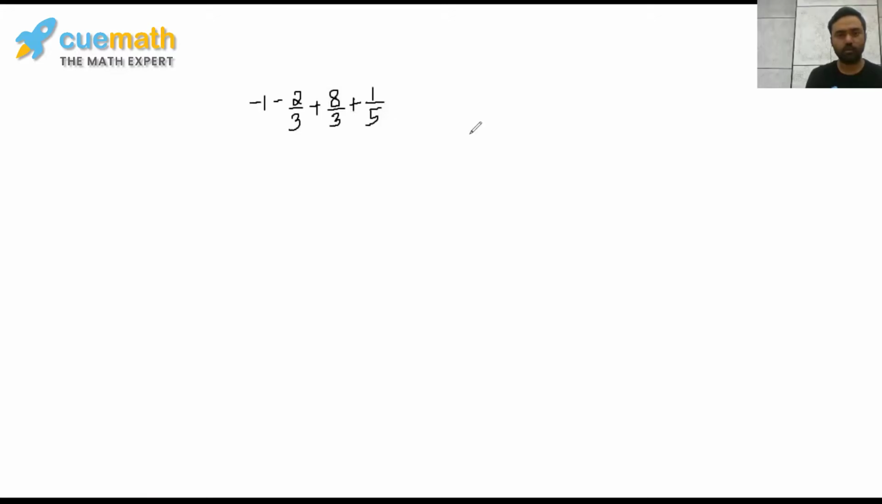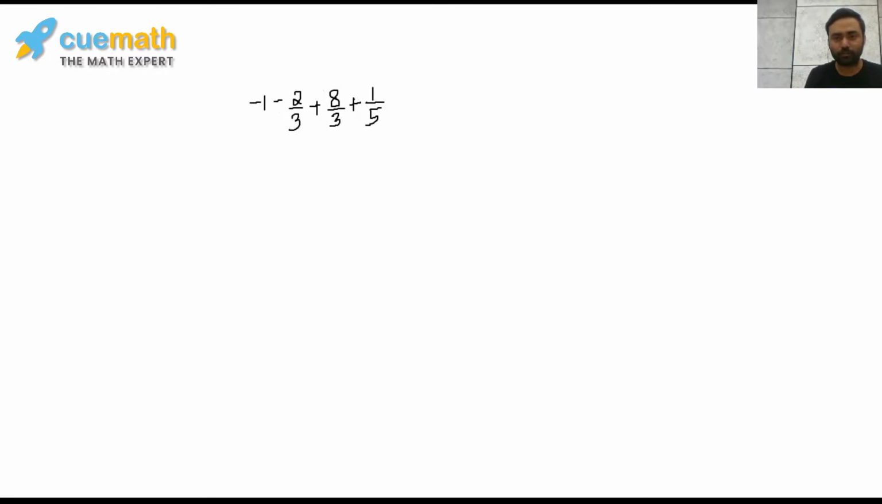Now let us solve one question based on the properties which we have just learned, and let's see how we can use those properties to make the calculation easier. So I've taken a question here. Now if you look at this question, this can be solved in multiple ways using multiple methods, but let's see how we can use the properties of rational numbers to solve this question. There are two fractions which have the same denominator, that is negative 2 over 3 and 8 over 3.